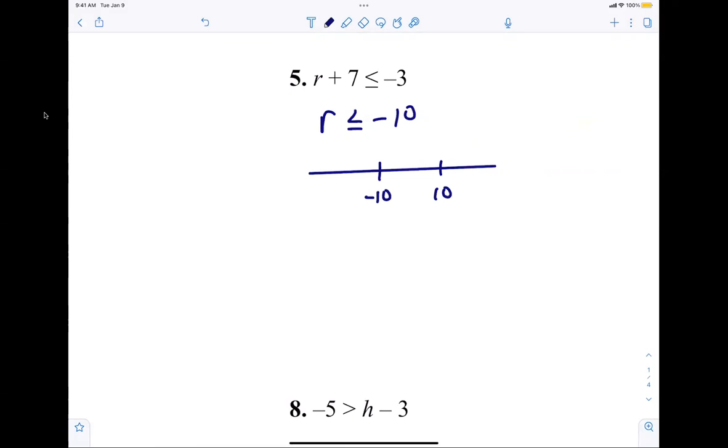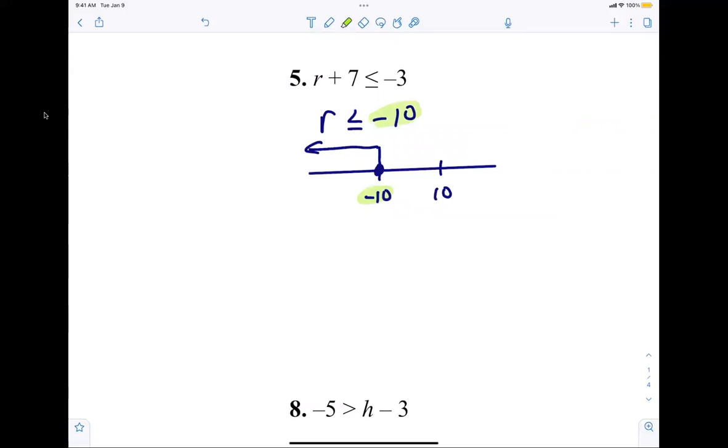Yep, and what kind of dot? It's going to be filled. At which number? -10. And then what direction am I going? To the left. Perfect. Thank you. When do you know which number? Oh, well, because it's the answer right here. Watch. Look right here. This was our answer.